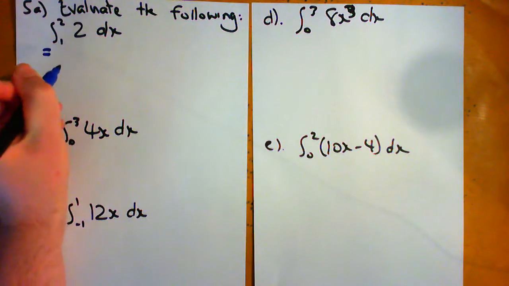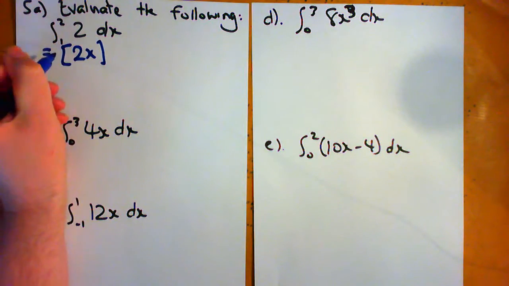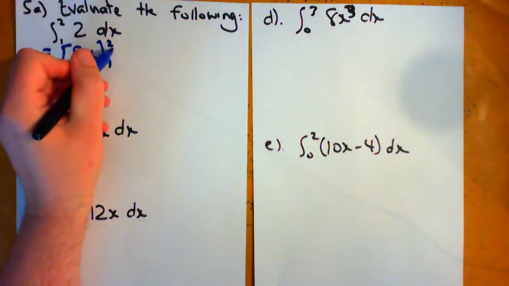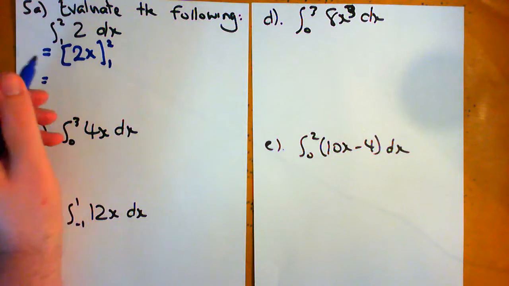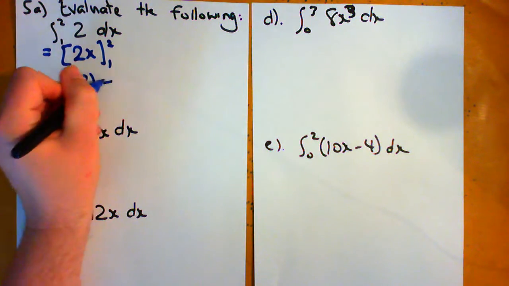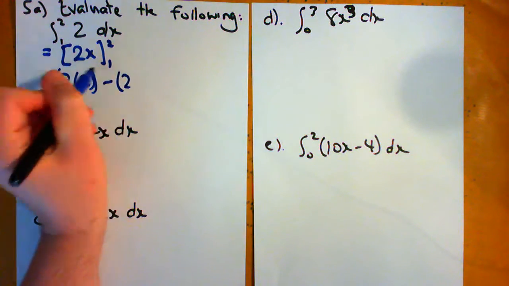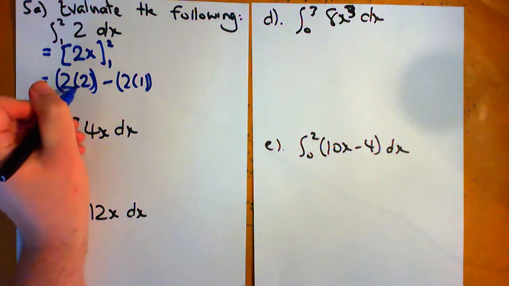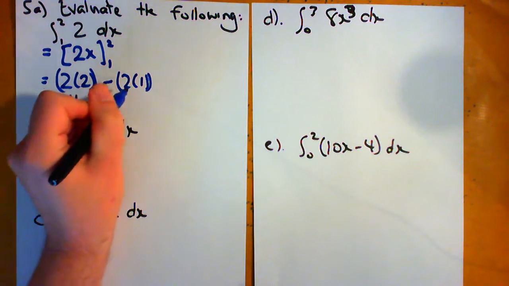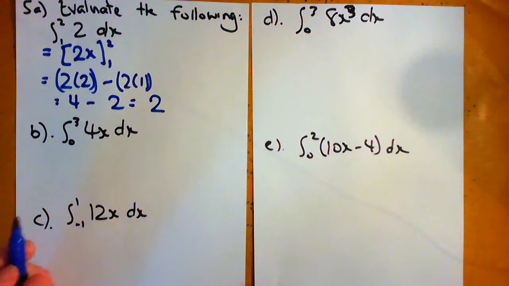So if we integrate 2, we get 2x, which we are going to evaluate between 1 and 2, which means substitute. The top number is 2, so we'll substitute that into 2x to get 2 times 2, minus, substitute in the bottom number, which is 1, to get 2 times 1. So we have 2 times 2, which is 4, minus 2 times 1 is 2, we get an answer of 2.